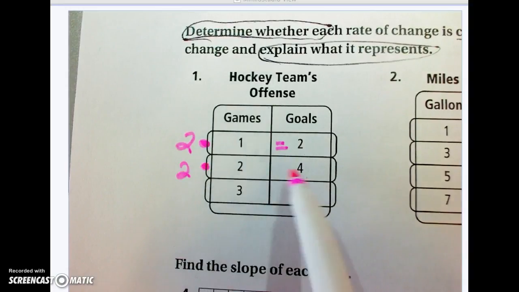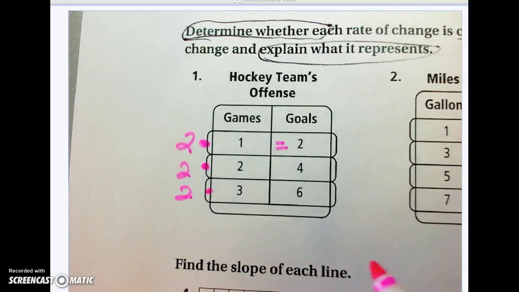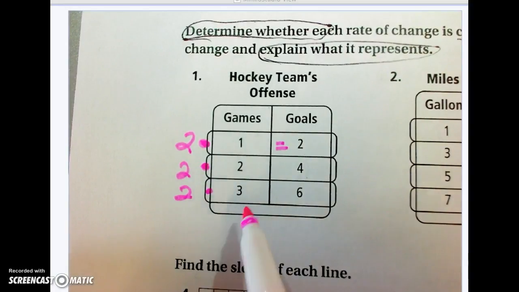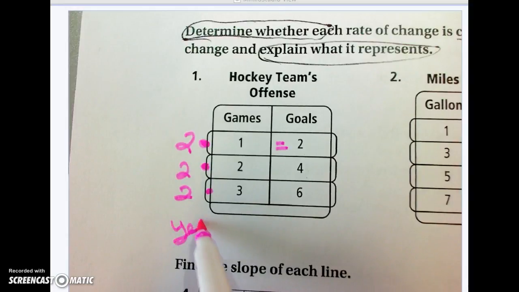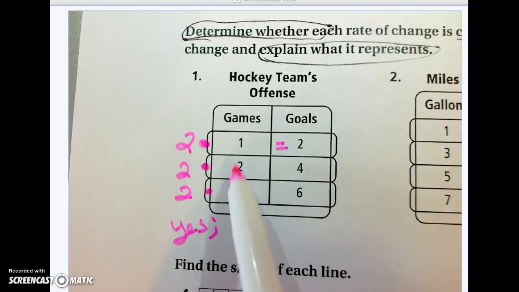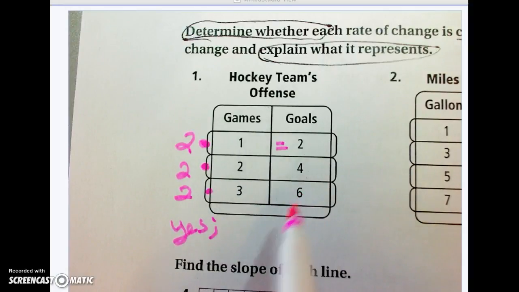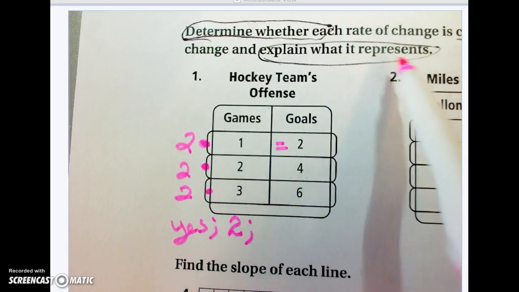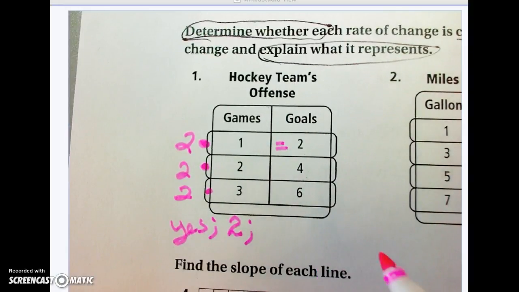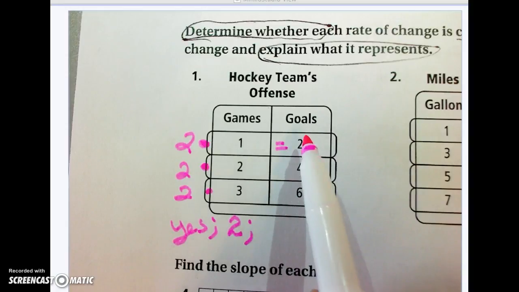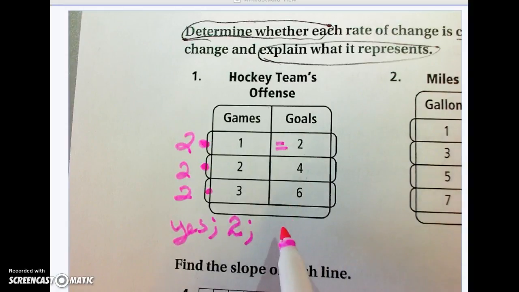2 times 2 is 4, 2 times 3 is 6, and we can see we have a constant rate of change. So yes, we have a constant rate of change when we multiply by 2 to each of the games. We can get the goals. So our rate of change is 2. And we need to explain what it represents. We are dealing with goals per game.